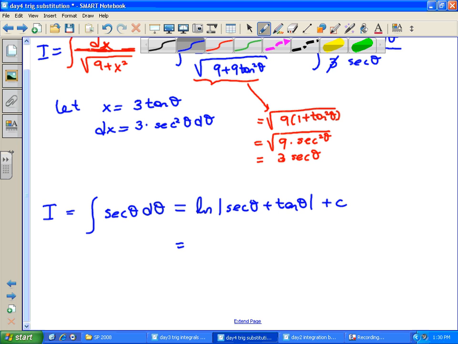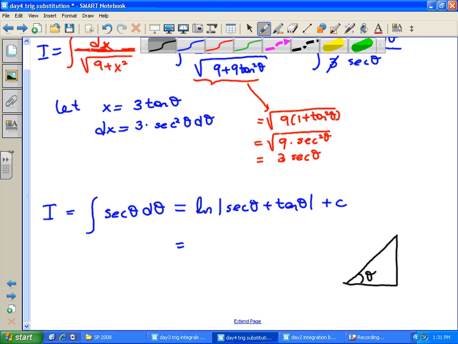Put back in the x variable, in the original variable, because the given question did not have a theta, so we don't want to leave it in terms of theta. In order to get rid of the theta, I need a triangle. And let me create it over here. Okay, so call one angle here theta. And always go back to your original substitution. We said let x be equal to 3 tangent theta, right?